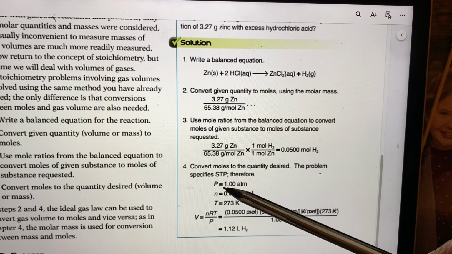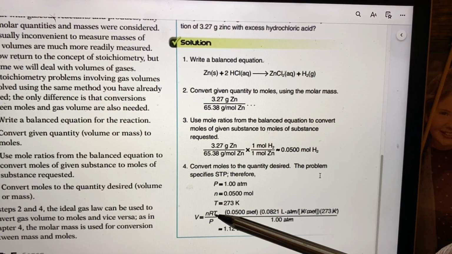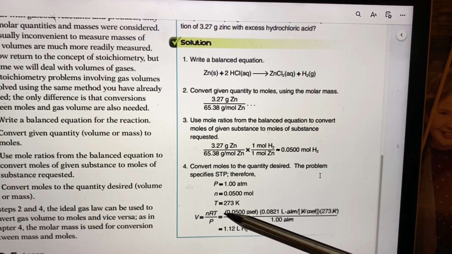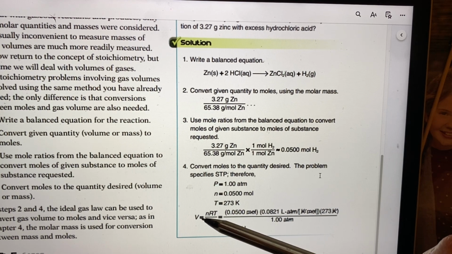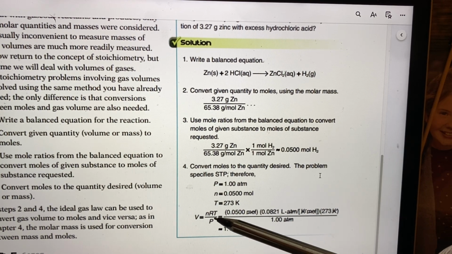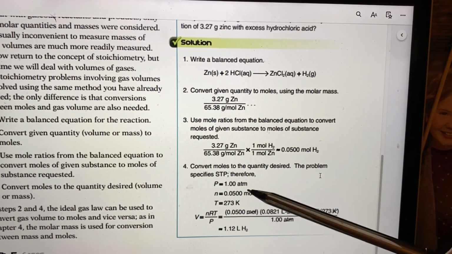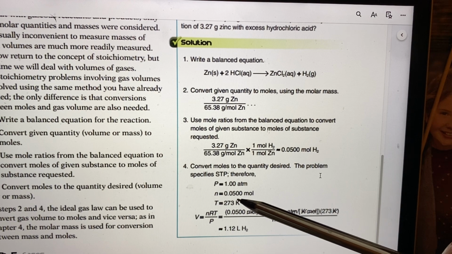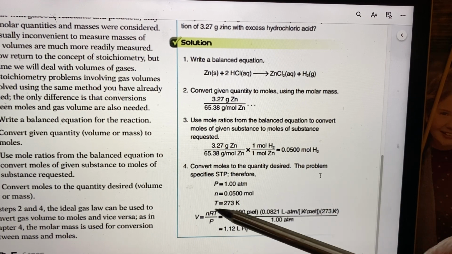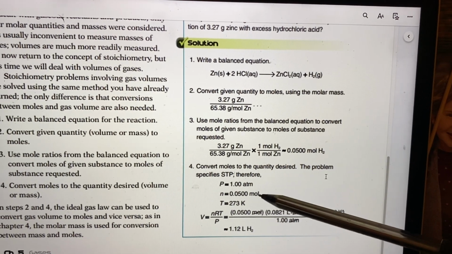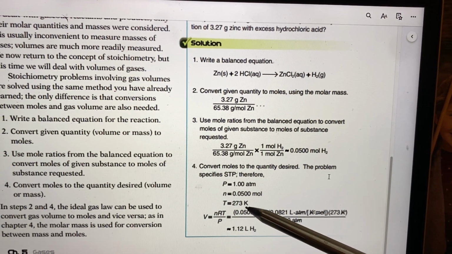So you're going to now use PV equals nRT. Remember you need to memorize that, and now you're looking for the volume. So V equals nRT over P is what we're going to use. P is going to be 1 atmosphere, n is going to be 0.0500 mole. This is what we're looking for, n. It took all this process to find n. And then the temperature is 273 kelvins.